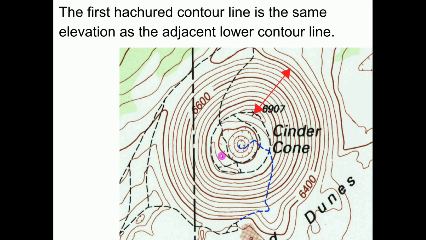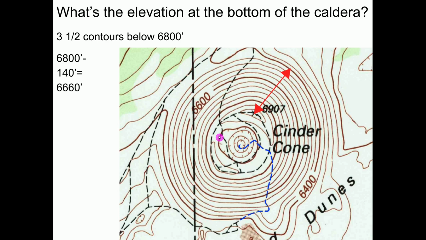So the first hachure line is the same elevation as the last contour line that you crossed. Like I said, this is an index, that's an index, so we know it's 68. And we know the bottom of the caldera is going to be 3.5 contour intervals below 6,800 feet. We go 1, 2, 3.5. So 3.5 times 40 is 140. So we know that the elevation at the bottom of the caldera of the cinder cone has to be 6,660 feet.